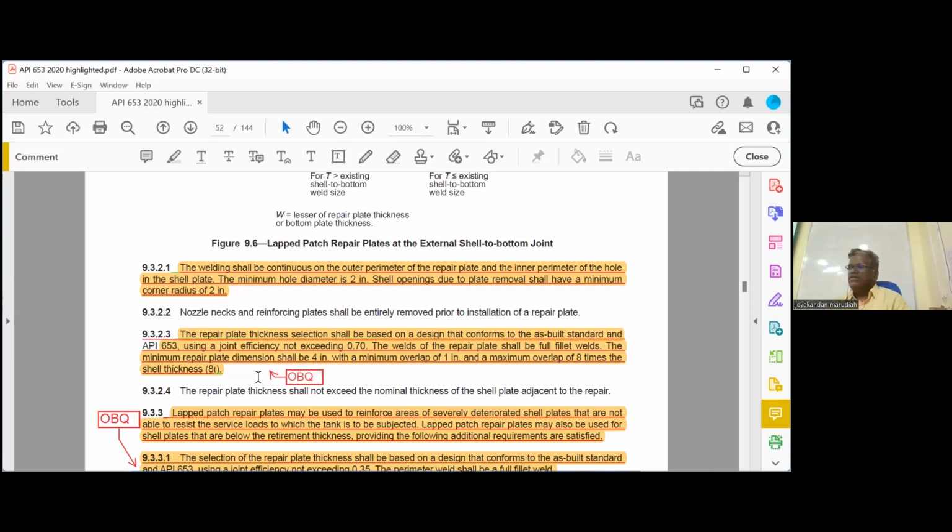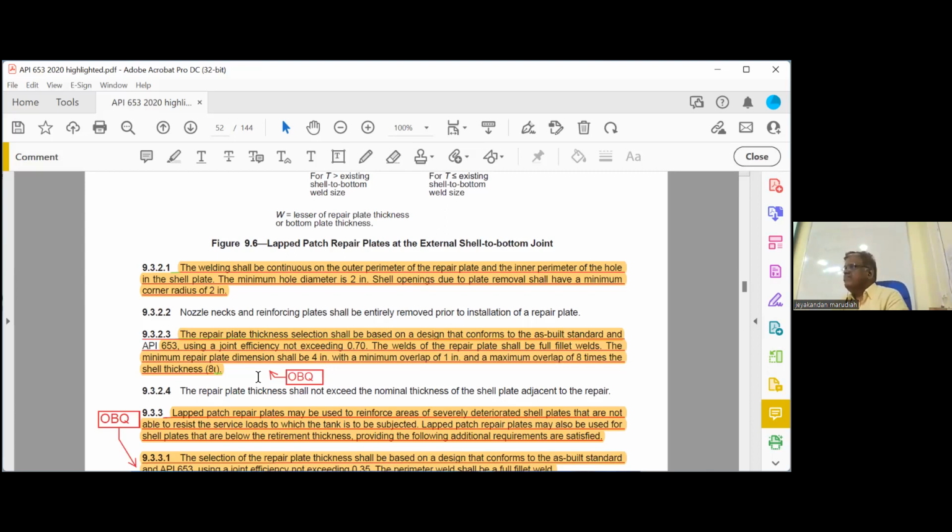What did I say for minimum? For a 2 inch hole, 4 inch plate, 1 inch overlap. 1 inch overlap minimum on one side. Maximum 8 times thickness. But suppose the thickness is say 5 mm. Minimum thickness we are using 5 mm. 8 times 5, how much overlap will come?